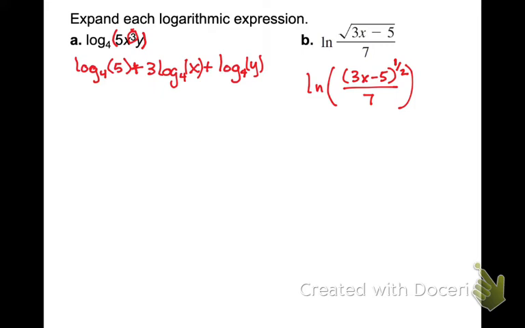Okay, so what do you want to do first? I'm going to subtract the numerator and the denominator, yes? Okay. What's going to happen with the 1/2? It's going to go in front, of what? Of 3x minus 5. So I have 1/2 natural log of 3x minus 5 minus natural log of 7.